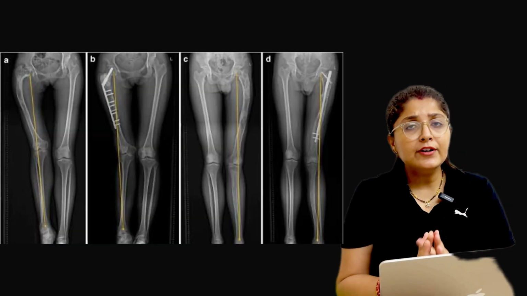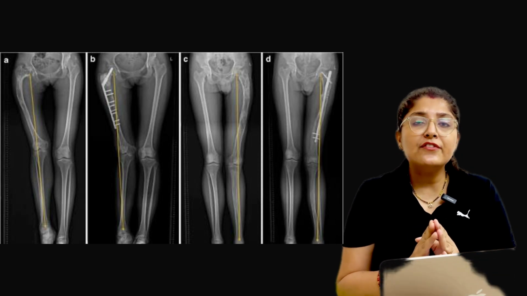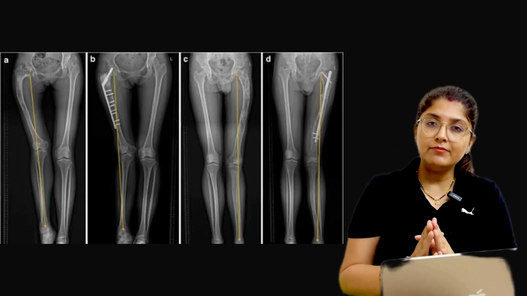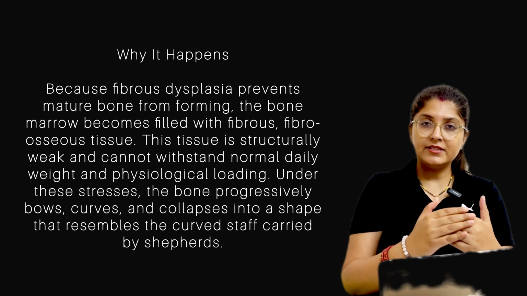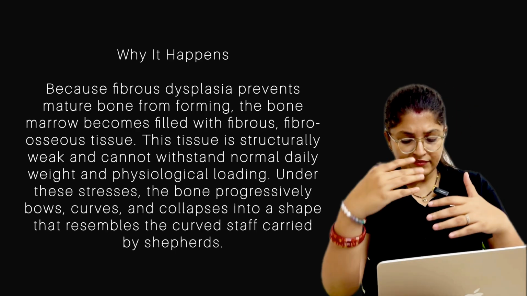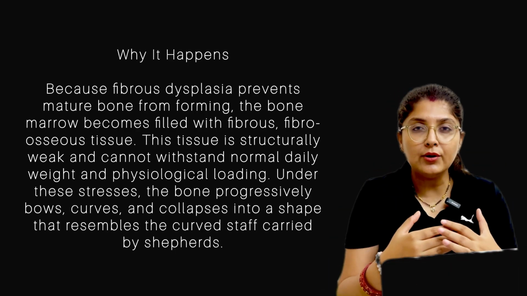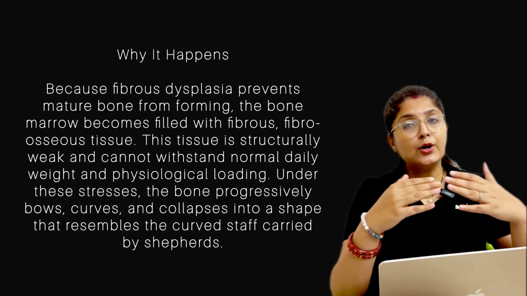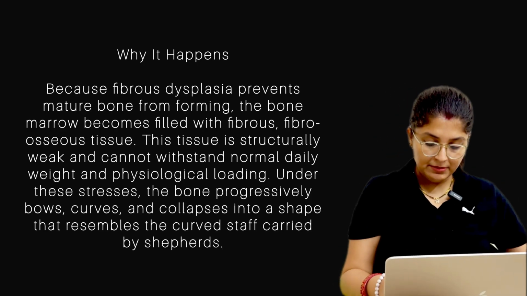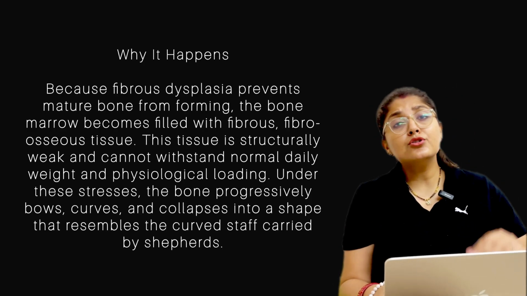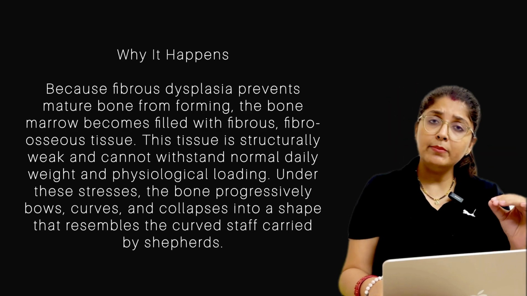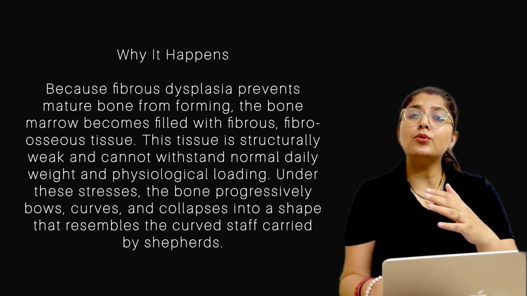This is a very important viva question. What is Shepherd's crook deformity? Please keep this in mind. If fibrous dysplasia involves the curvature of the femoral neck and the proximal shaft of the femur, then the deformity will be known as Shepherd's crook deformity, alright? Very important viva question. Now there will be shortening of the leg, limping, okay?